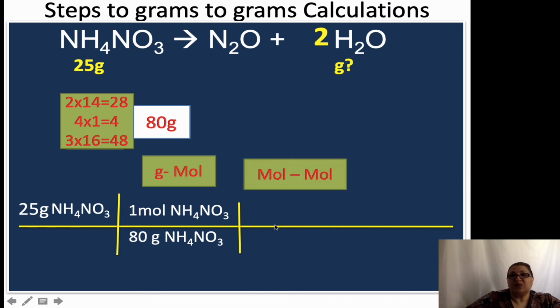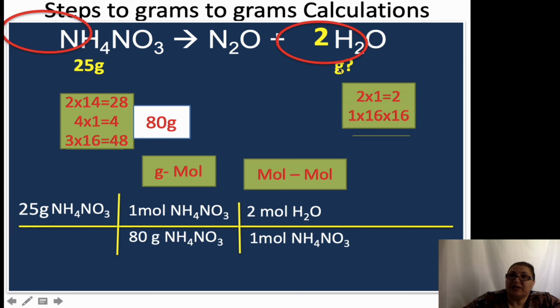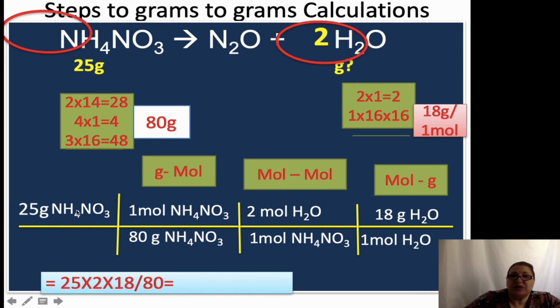Second step is moles to moles, and we get that right from the balanced reaction, 2 to 1. 1 ammonium nitrate to 2 water. And then the last step is we find the molar mass of water. 2 hydrogen plus oxygen is 18 grams. So moles to grams, we multiply by the molar mass. So we multiply everything on top, divide by everything on the bottom. 25 times 2 times 18 divided by 80 equals 11.3 grams of water. So that's the first method.